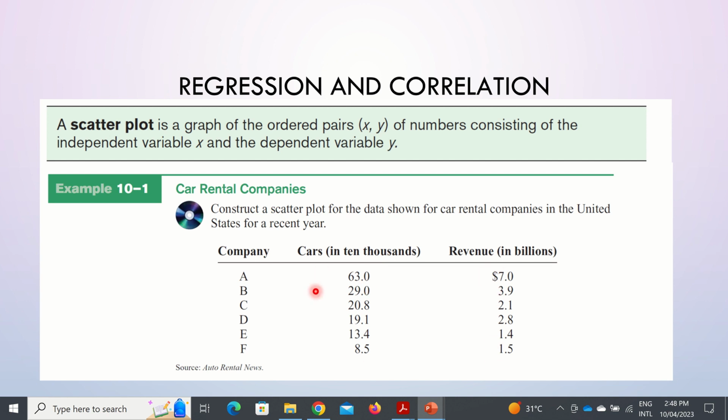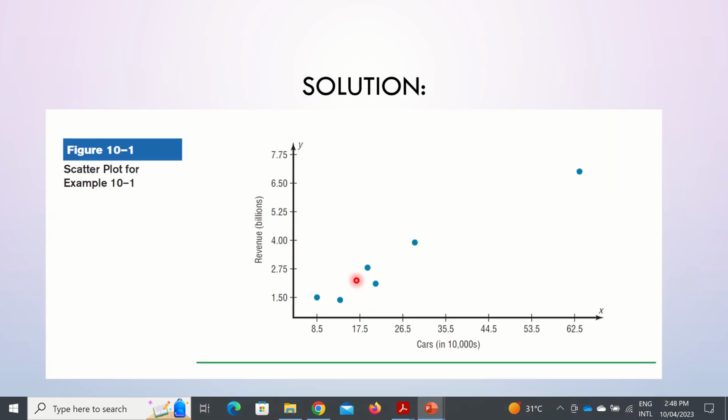and then we go for the scatter plot or the scatter diagram. So the scatter diagram in this case is simply, we see that for each value of x, which is the number of cars in 10,000, there is the revenue, which is given in billions. So we see that this is the graph or scatter plot for the given data.